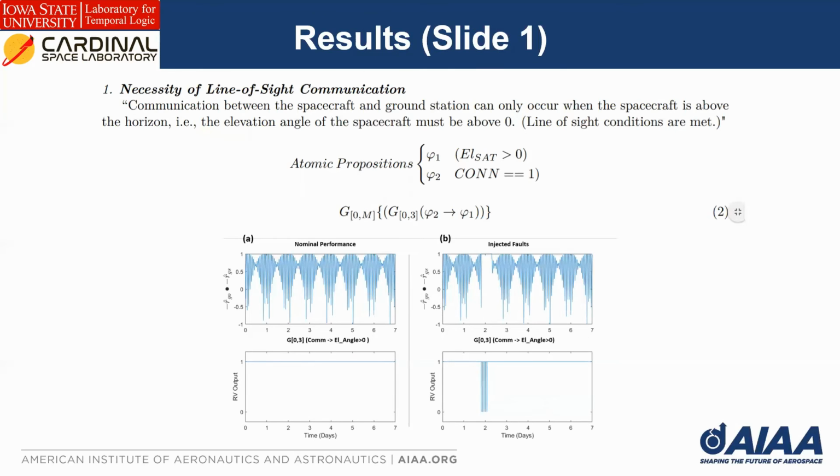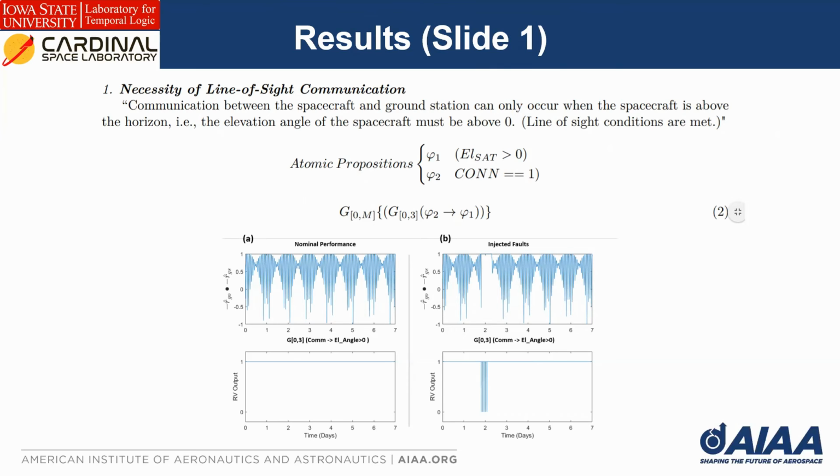We'll now take a look at two specifications in detail and the corresponding RV output. Our first specification states that communication between the spacecraft and ground station can only occur when the spacecraft is above the horizon, i.e., when line of sight is apparent. This is encoded into an MLTL specification with two atomic propositions, one saying that the connection status is active, and one saying that the elevation is above 0. We then develop a spec saying globally phi2 implies phi1. Note that we also implement a temporal operator 0 to 3 to account for occasional off-nominal data points.